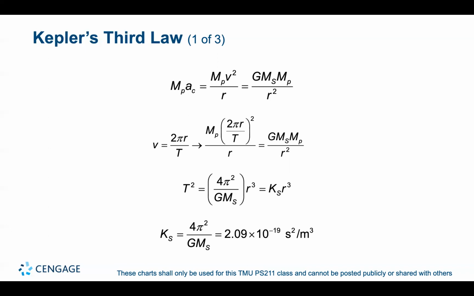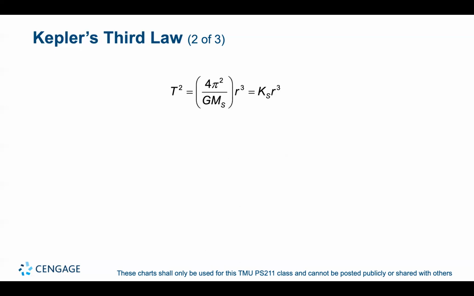The speed v of the planet in the orbit is equal to the circumference of the orbit divided by the time required for one revolution, T, called the period of the planet. Here we are substituting our expression and simplifying, solving for T squared. We get Kepler's third law for motion, where k sub s is a constant. So this equation is Kepler's third law for circular orbits.